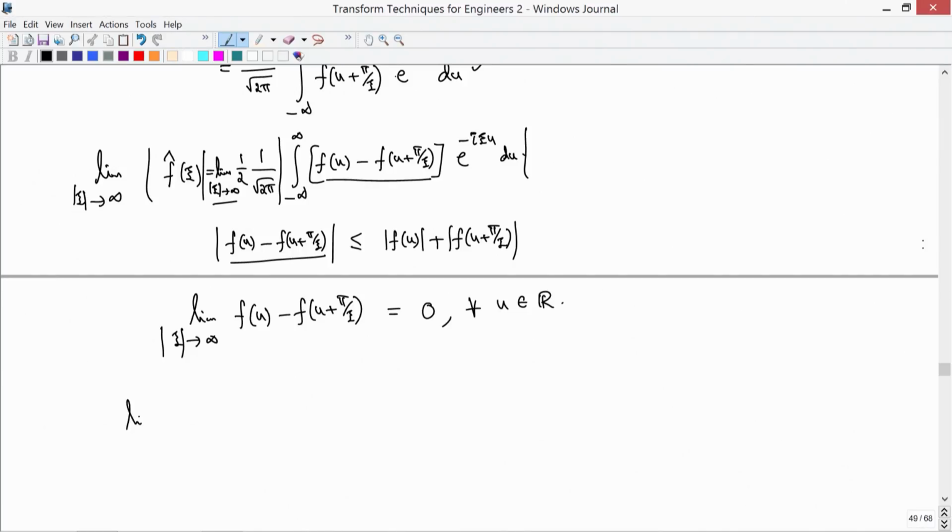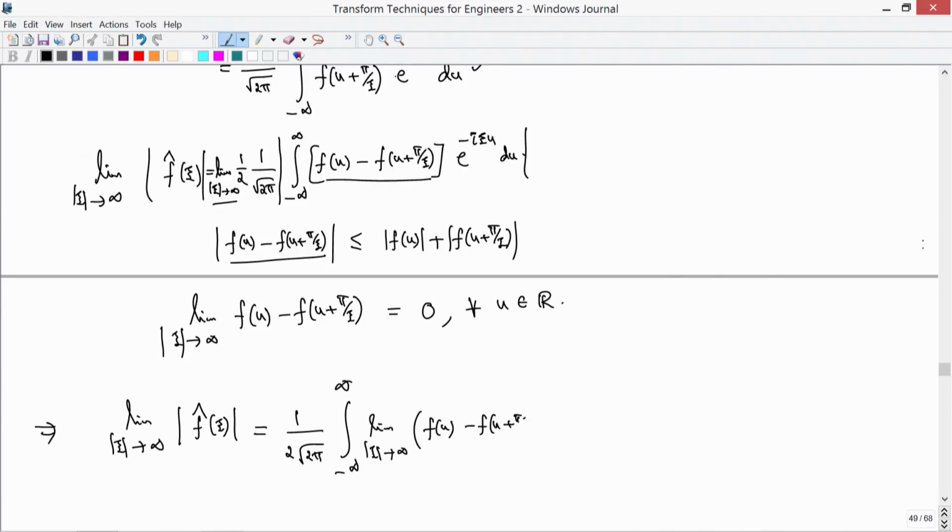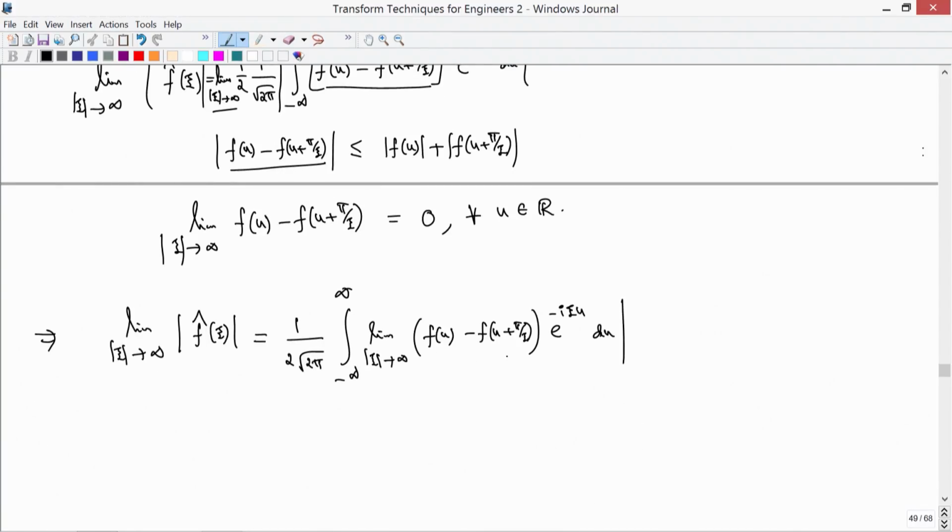inside this integral. That implies that the limit as mod xi goes to infinity of f cap of xi is equal to 1 by 2 times square root of 2 pi, the integral from minus infinity to infinity, where the limit as mod xi goes to infinity goes inside, of f of u minus f of u plus pi by xi into e power minus i xi u du. This is what you have, but this quantity goes to 0.